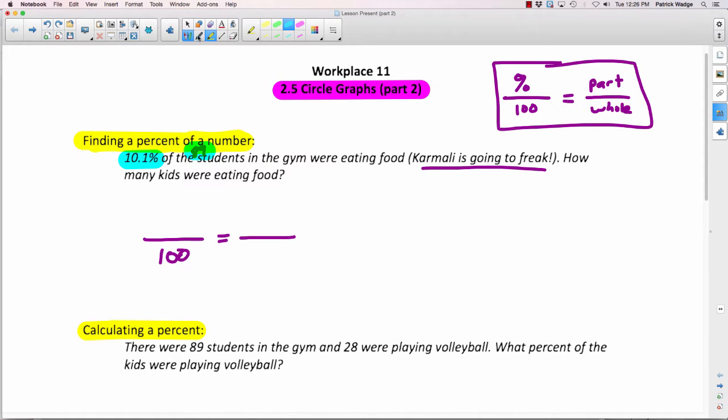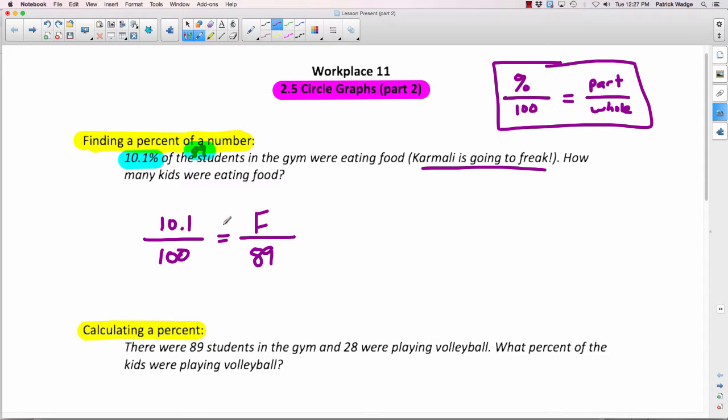All right, so again, is there one of those numbers that has a percent beside it? Yeah, right here, 10.1%. So we know that it should be 10.1 right here for our percent. So we still have this other number, the 89 students. Is that all the students in the gym or just part of the students? That's all the students. So that should go down in the whole part right here. This is what we want to find. Call it anything you want. I'll call it F for food.